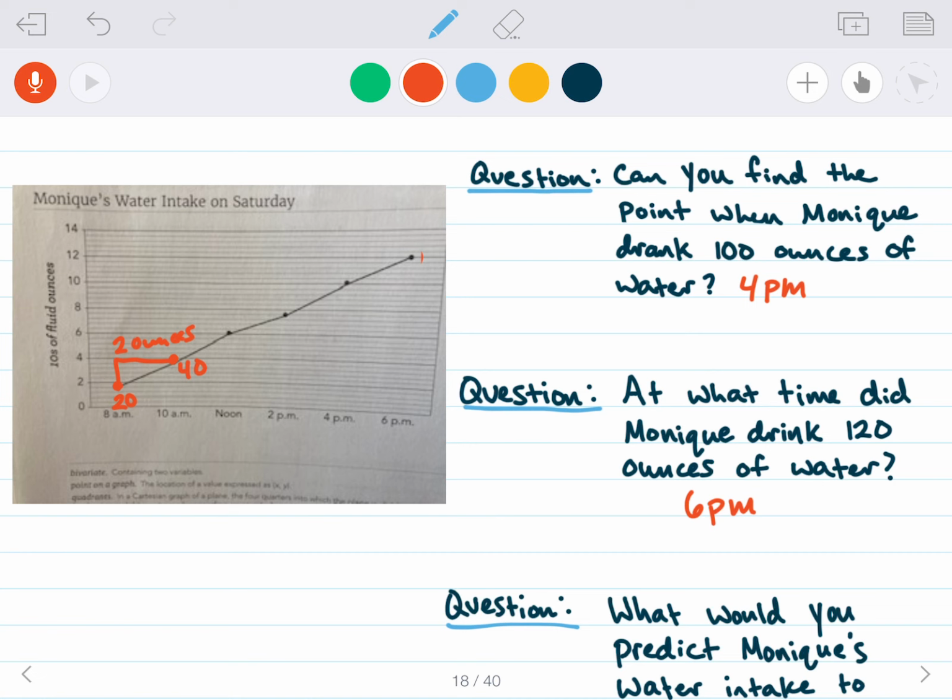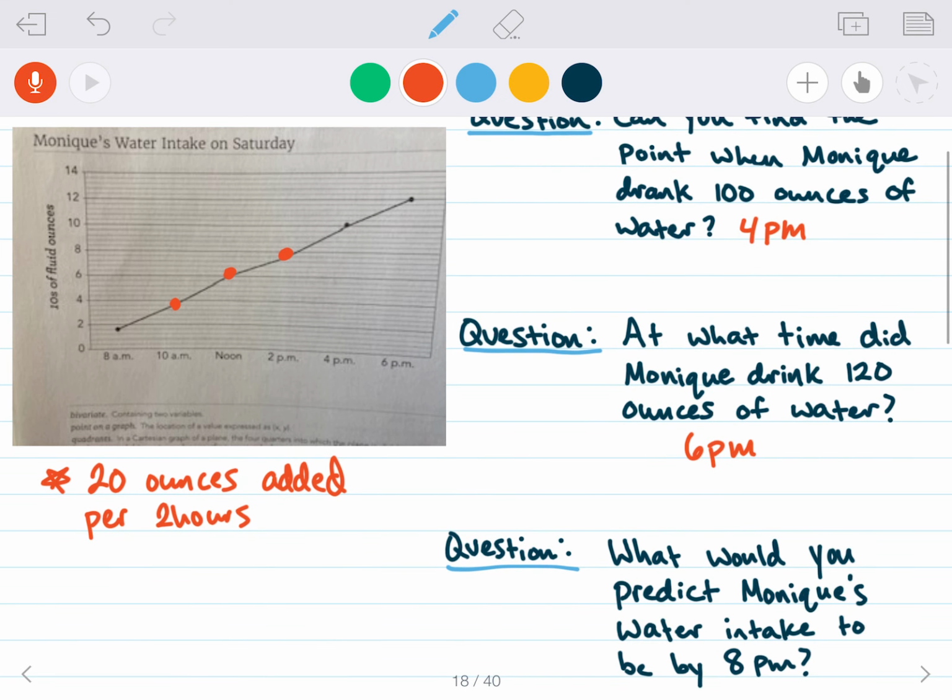Same thing here from 4 to 6. After 2 hours have passed, that looks like, again, a change of 20 ounces. From 10 to noon, we're at 40, and then we go to about 60. That's, again, a change of 20 ounces. From noon to 2 is, again, about a change of 20 ounces. So it looks like we're adding 20 ounces for every 2 hours.